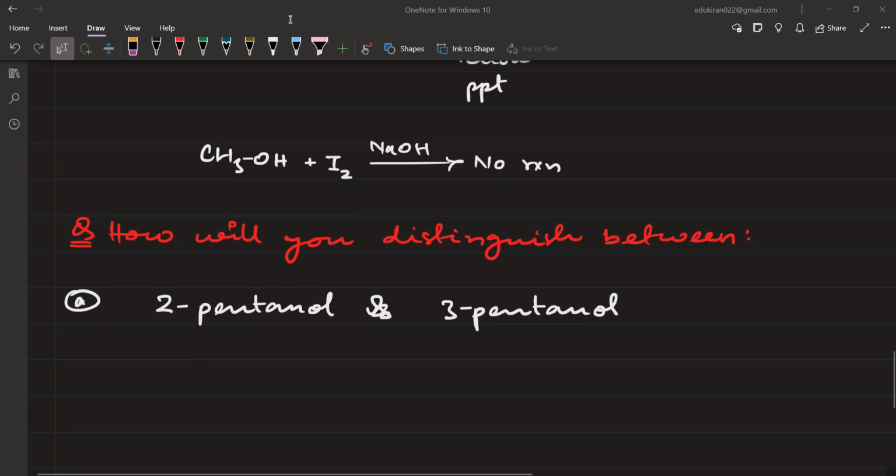You can send the answer. You can just write the name of. No. You have to show me the reaction on WhatsApp. First of all, draw the structure of these two compounds. I have to see that also actually. So you will send the answers on my WhatsApp.